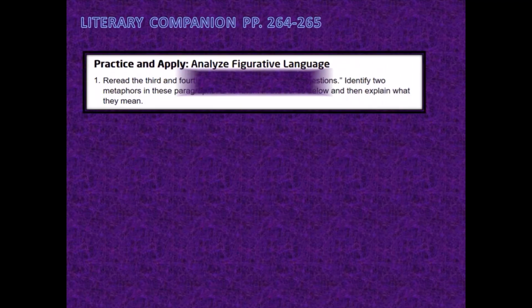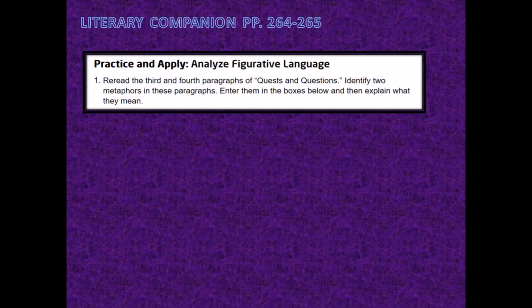This time, I want you to open your literary companion on pages 264 to 265. On this page, you are going to read the third and fourth paragraphs of Quests and Questions, then identify two metaphors in these paragraphs. Enter them in the boxes below and then explain what they mean. I will provide the metaphors used in these paragraphs, but you are going to identify what they are compared to, and then you're going to explain it.